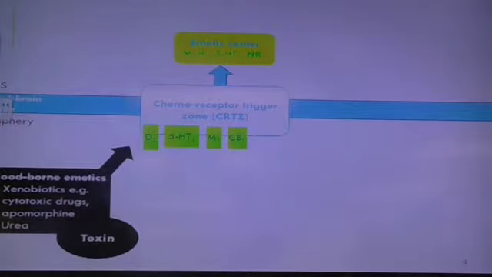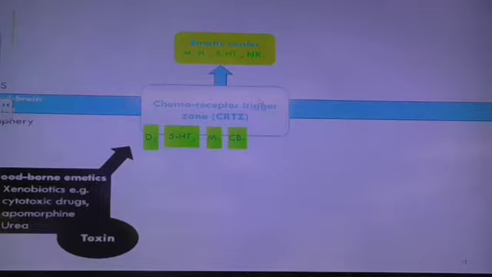The emetic center receives the signal. Right now we know it has four types of receptors together: muscarinic, histamine, serotonin, and neurokinin 1 receptor. But the neurokinin type 1 is the major receptor on the emetic center. Some textbooks call the emetic center the vomiting center, so I will use these two terms interchangeably.